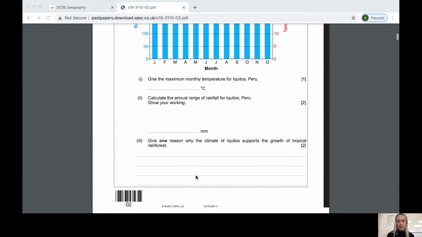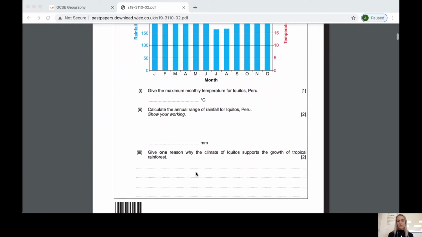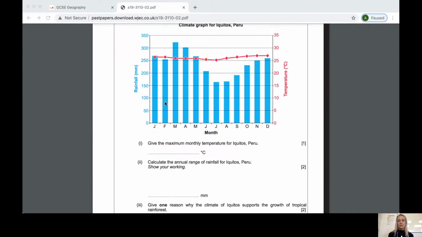Question 3. Give 1 reason why the climate of Iquios supports the growth of tropical rainforest. So if you look at the graph to help you, you can see that the temperature across the whole of the year is above 25 degrees Celsius. This is very warm all year. So this will support the growth of plants. Plants like warmth to grow, give them energy. The sunlight gives them energy for photosynthesis, which in turn allows them to flourish, allows them to grow.